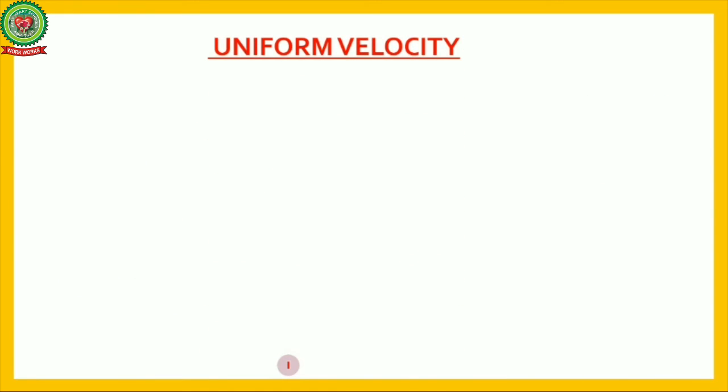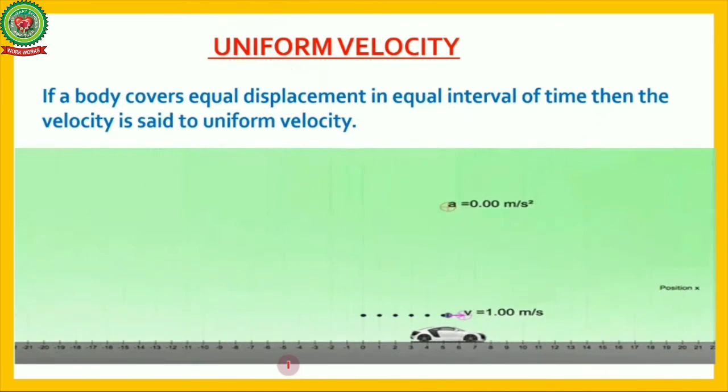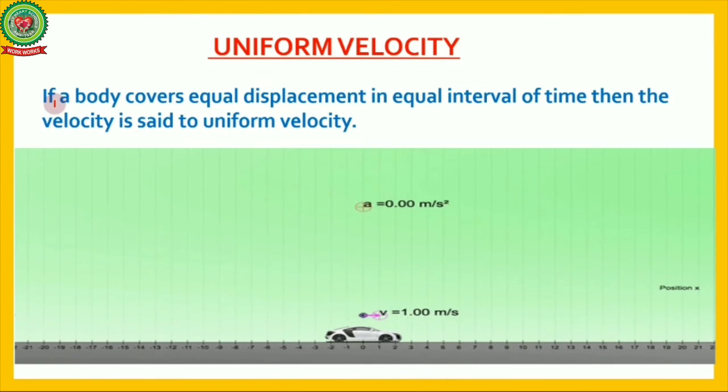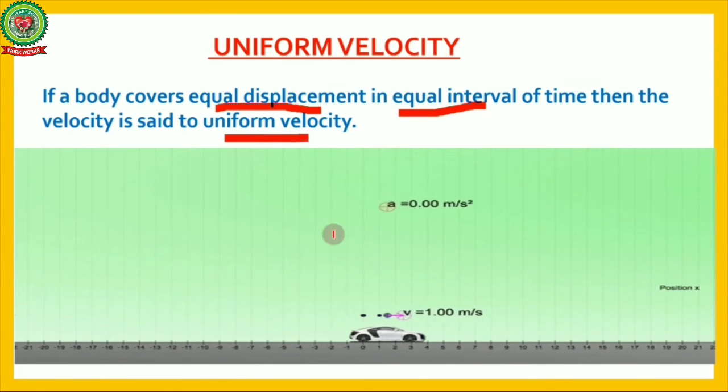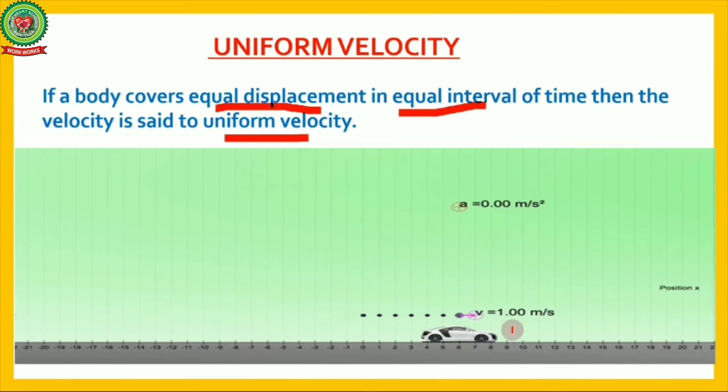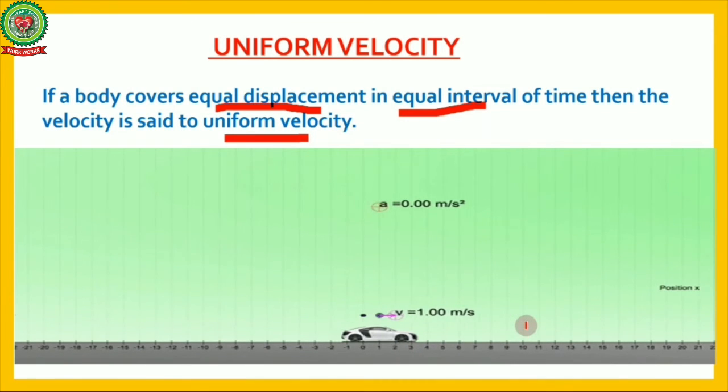Next is uniform velocity. Students, if a body covers equal displacement in equal intervals of time, then the velocity is said to be uniform velocity. So if a body covers 1 meter every second, it means that it is moving uniformly. Such kind of velocity is called uniform velocity.